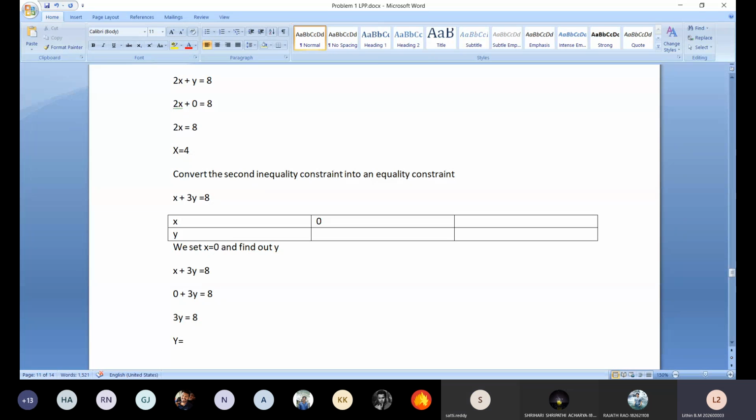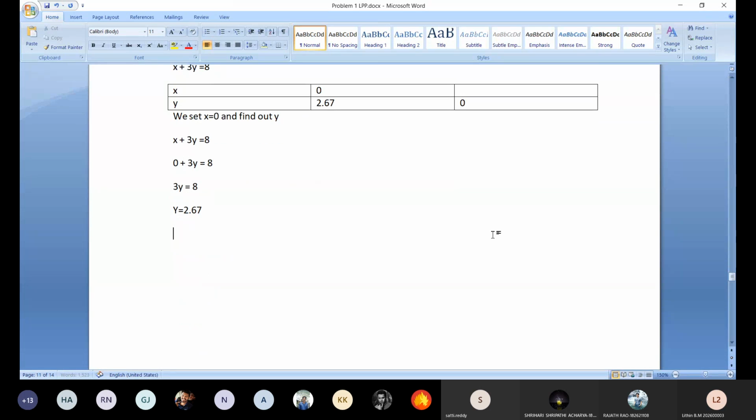2.66 or 2.67. This we had solved in the previous class. Okay, 2.67 or 2.66. Now, initially I had set x as 0 for the second constraint. Now I would set y as 0.